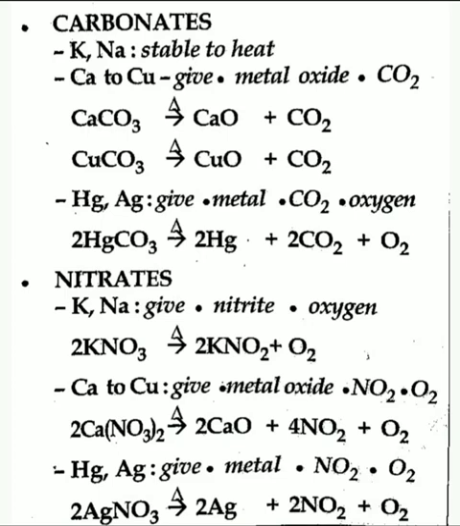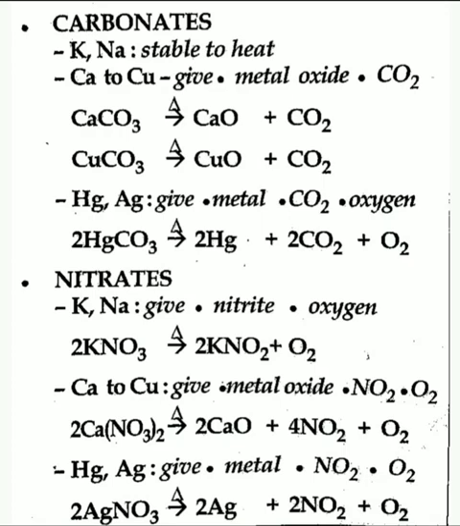See, for example, copper nitrate, when it is decomposed in the presence of heat, produces copper oxide plus nitrogen dioxide plus oxygen. Then silver, mercury, gold, platinum are less reactive elements. When the nitrate of mercury or silver is decomposed, they produce what? Metal plus nitrogen dioxide plus oxygen. So when silver nitrate is decomposed, it produces silver plus nitrogen dioxide plus oxygen.